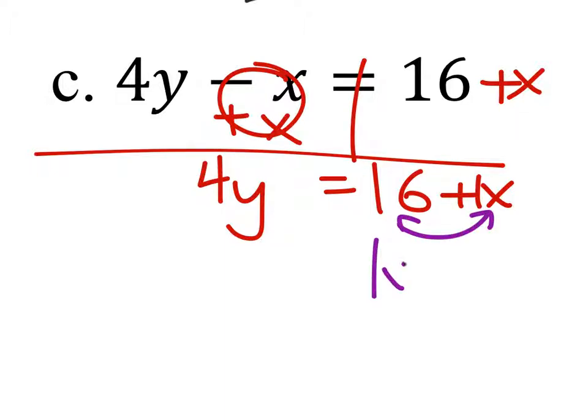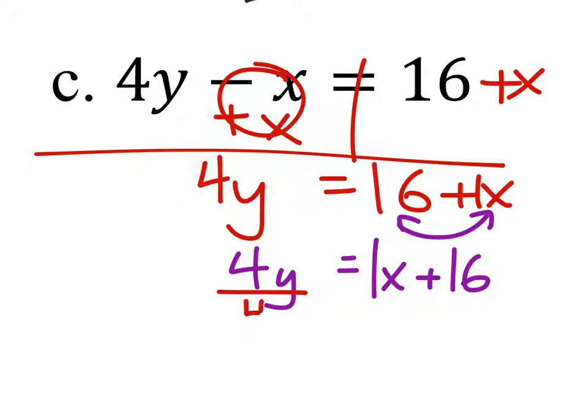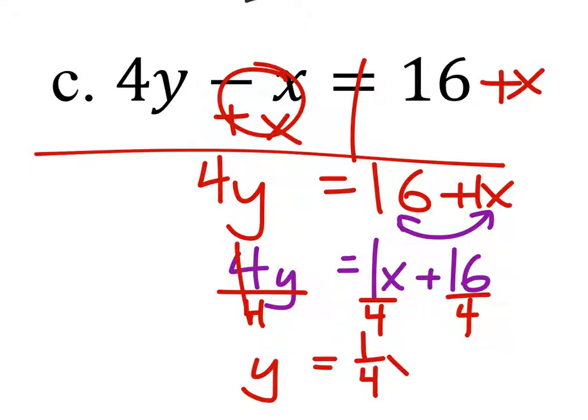I got 1x and then a positive 16 radical. This equals 4y. So to solve this, I would divide everything by 4, and that's where the 1 comes in. Because now we can see that y, or 1y, equals a 1/4 of an x plus 16 divided by 4 is 4. So we can see the y-intercept is 0, 4, and the slope is up 1 to the right 4.